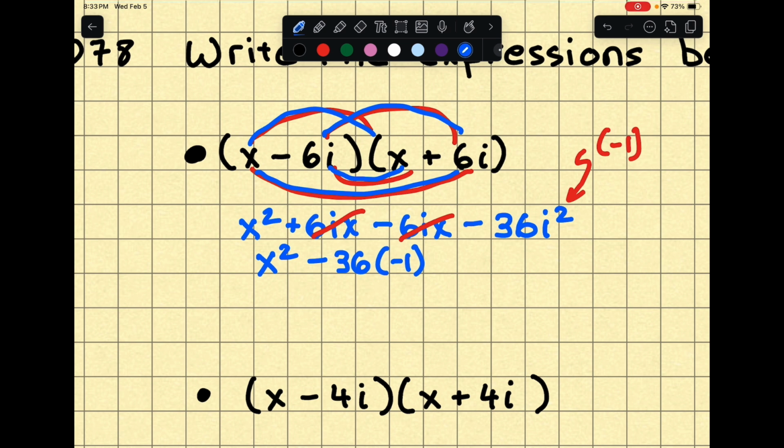And so 36 times negative 1 is negative 36. And so we have x squared minus negative 36, which simplifies into x squared plus 36. And then that's it. That's the simplest form of this quadratic that we can make. So that's the quadratic in standard form. Let me redo that a little bit. So the roots were x minus 6i and x plus 6i. And those are the roots of the quadratic x squared plus 36, because the quadratic x squared plus 36 does not have any real roots.